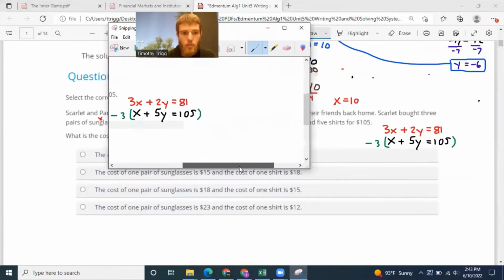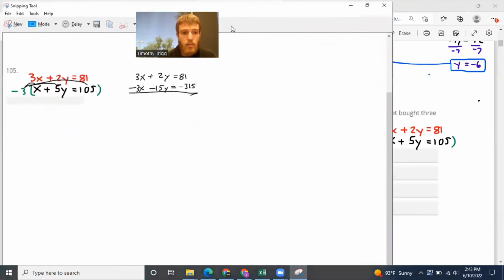So let me go ahead and grab that. What would be my new equations? Well, the first equation has no need to change: 3x plus 2y equals 81. But in the second equation, the negative 3 gets distributed here. So that's going to be negative 3x minus 15y equals negative 3 times 105, which is negative 315.